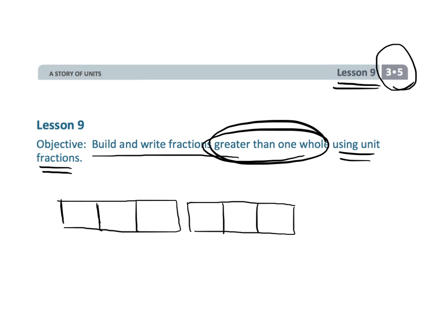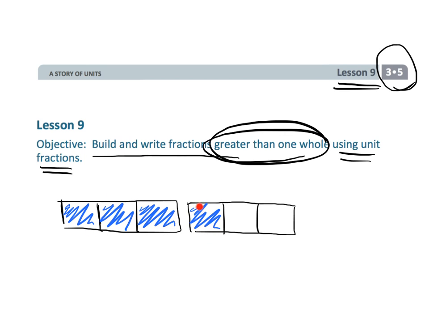All right. Now, if I eat 4 of those thirds, if I eat 4 pieces of candy, so that'd be this one, this one, this one, and this one. So clearly, I've eaten one whole candy bar plus an extra piece. So one way to say that would be I ate 4 thirds.